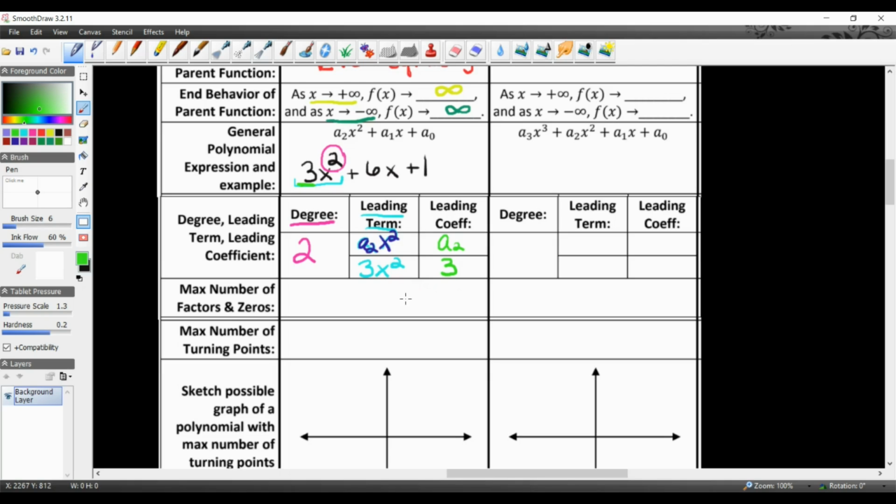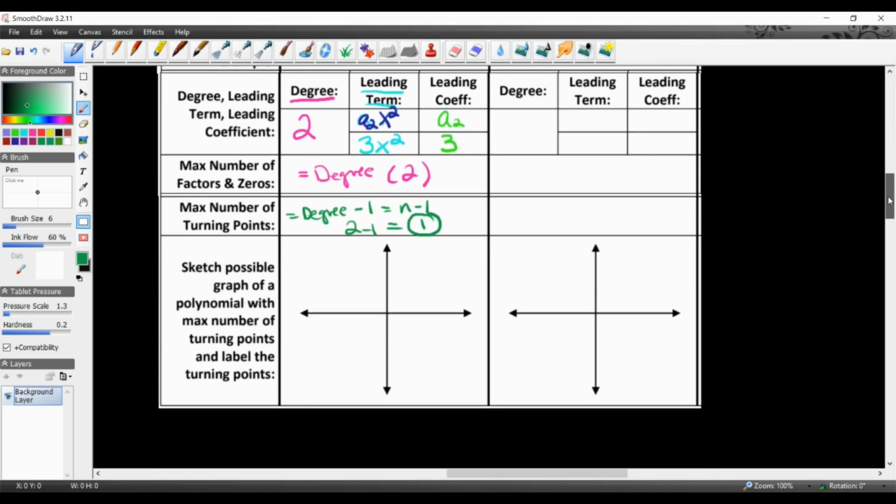For the next part, we're asking for the max number of factors and zeros. So remember that the max number of factors is going to be the same as our degree, same with the zeros. So since our degree is 2, this is going to be the same as our degree, which in this case is just 2. The max number of turning points, on the other hand, is going to be equal to our degree minus 1. Or you could think of it like n minus 1. So in this case, it's going to be 2 minus 1 equals 1. Okay, so these are all some of the properties we could get just based on what we know so far.